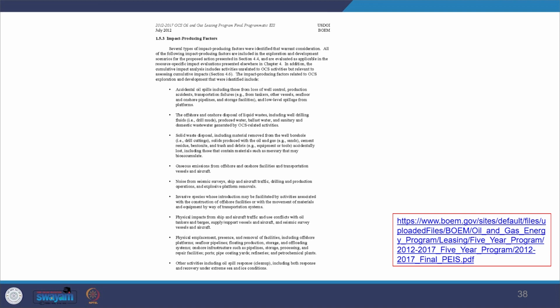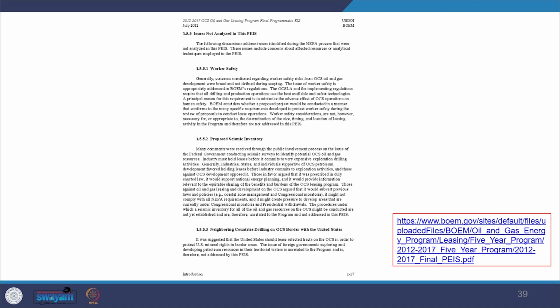So you can look at how they have identified specific biological and ecological resources which were analyzed in detail, and then they have looked into impact producing factors like accidental oil spills, offshore and onshore disposal of liquid waste, solid waste disposal, gaseous emissions, and so on. And then the issues which were not analyzed in this particular impact statement are also given here, like worker safety, seismic inventory, and so on. So you see that's how it doesn't become part of this.